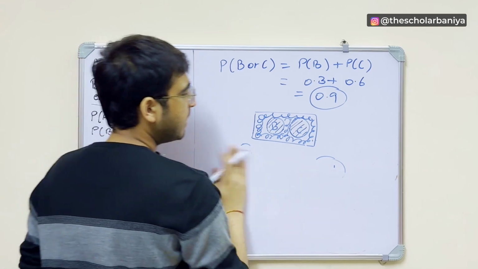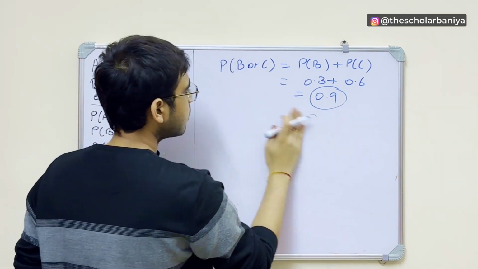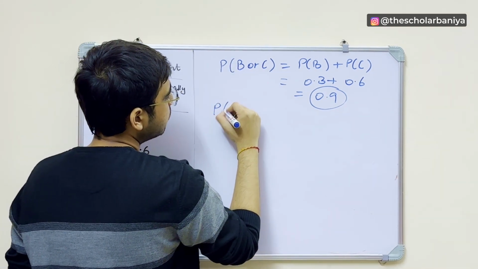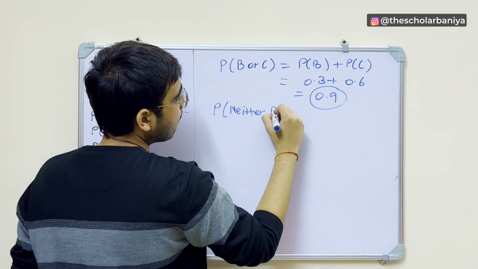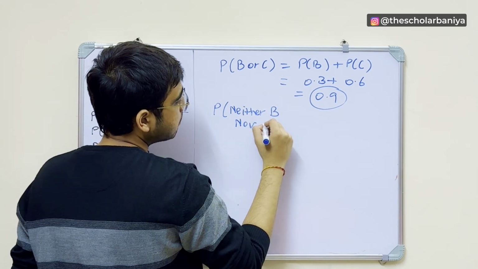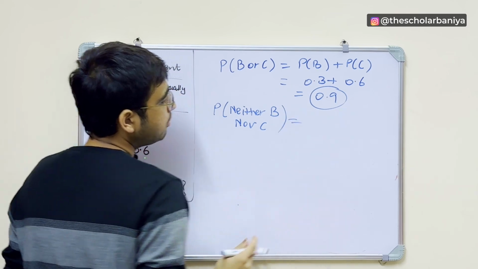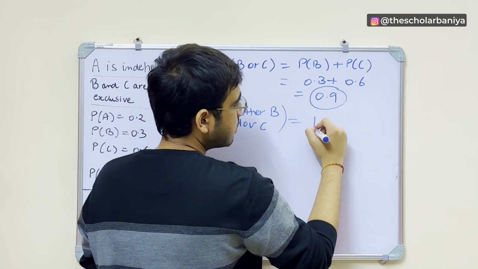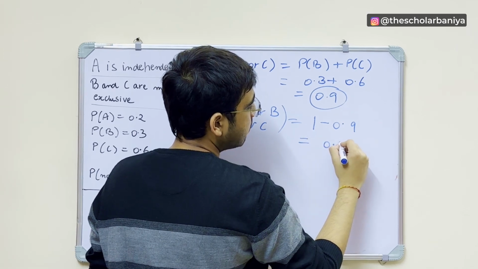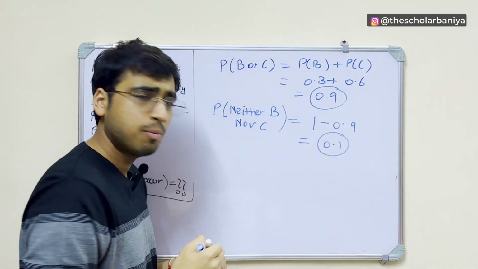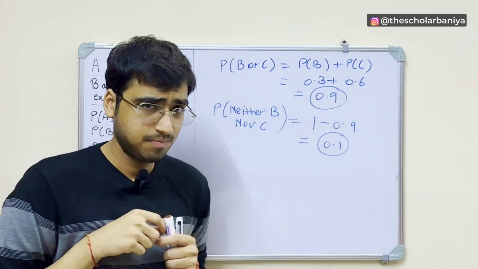I hope this should be very clear, right? So probability of neither B nor C, this comes out to be what? 1 minus 0.9, which is 0.1. I hope this should make absolute sense, right? Okay.